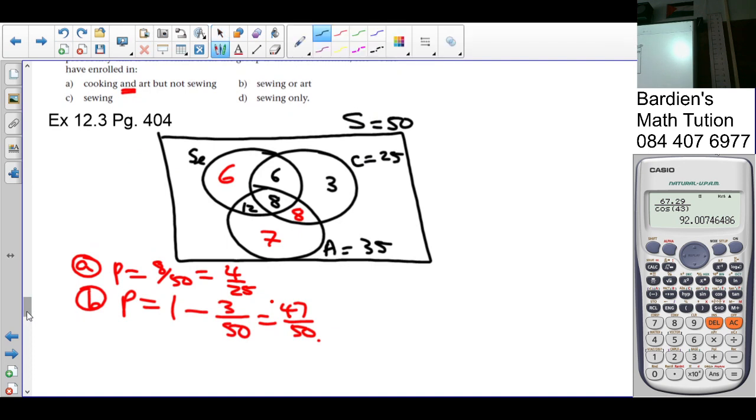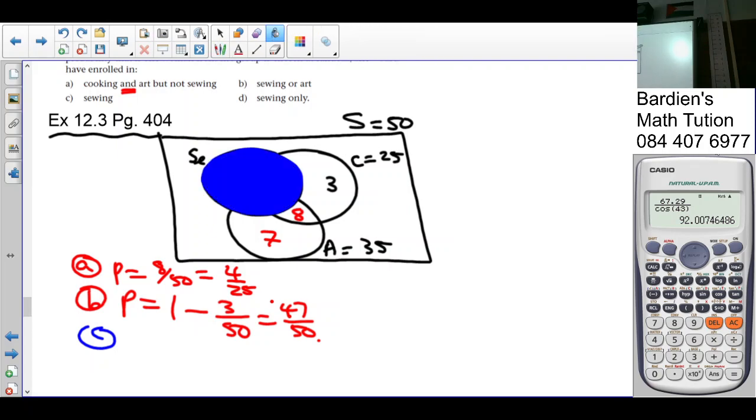The next question. The next question says, sewing. So this is the sewing set. So it's all of that there. Not so? If it had said sewing only, it would have been that there.